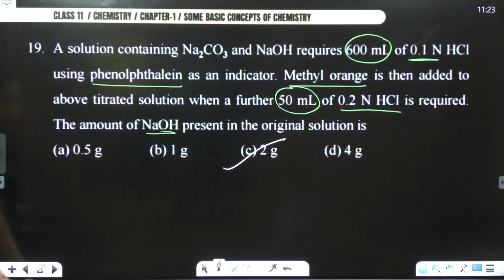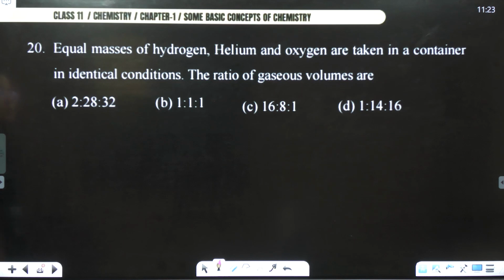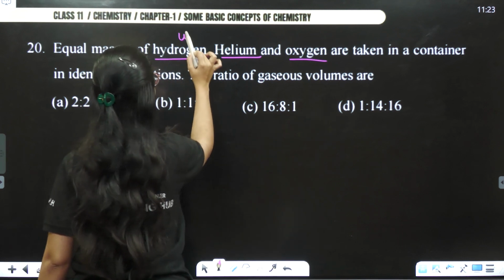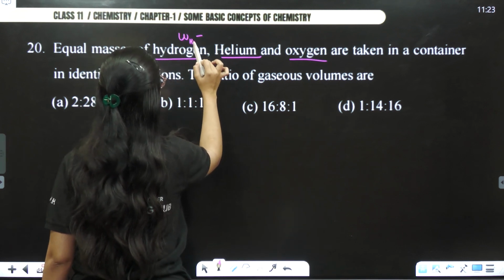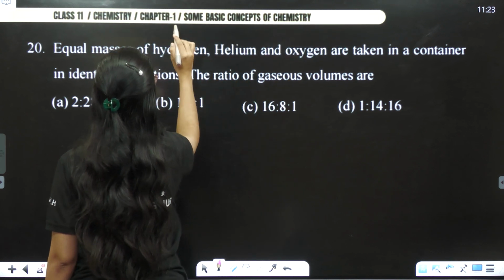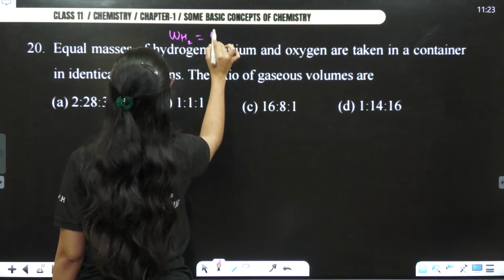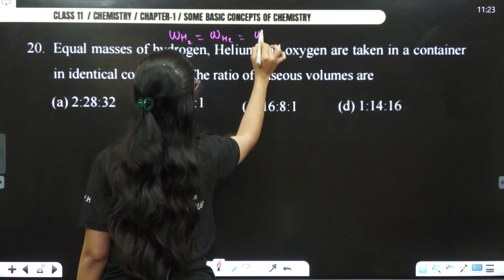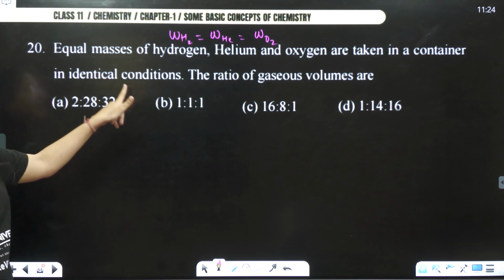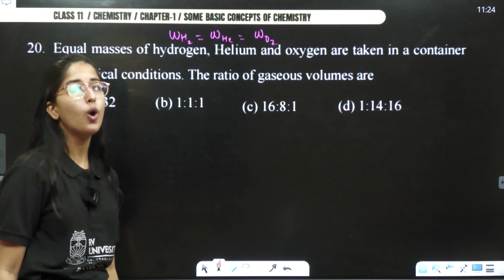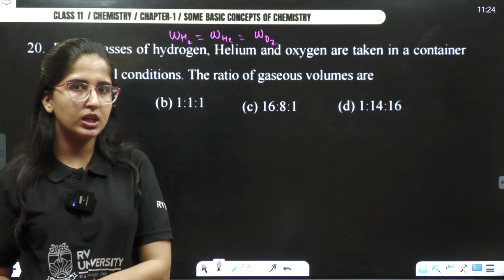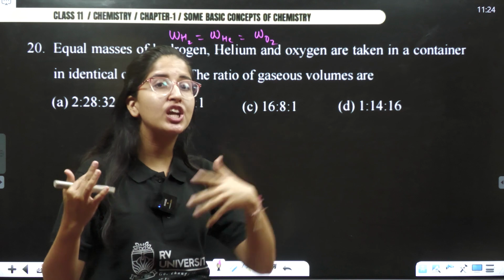Understood? Okay. So the next question is: equal masses of hydrogen, helium, and oxygen. So the mass of hydrogen is equal to the mass of helium is equal to the mass of oxygen, they have given. You have taken them in a container in identical conditions, and they ask for the ratio of gaseous volumes. So you have taken identical pressure and temperature conditions. They have asked what will be the gaseous volume.